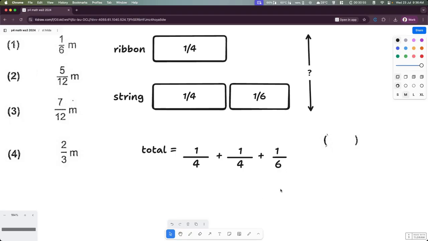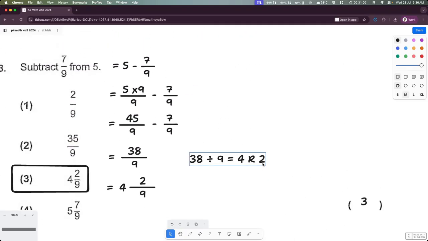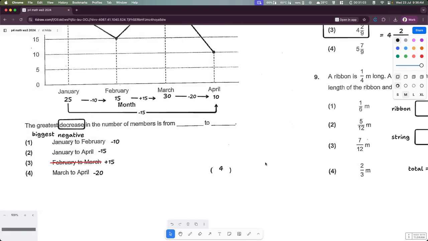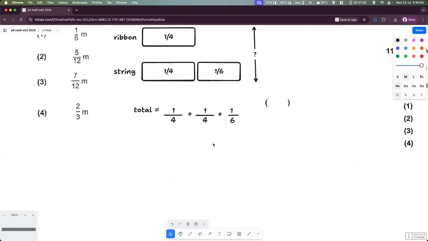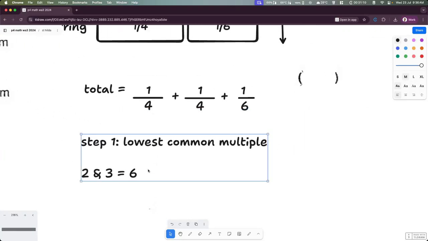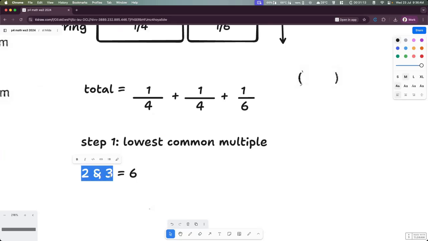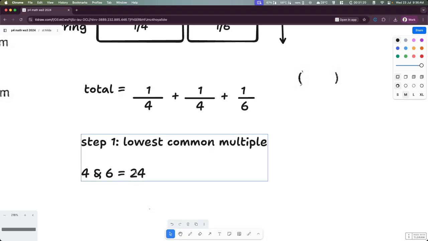So we have different denominators. What is the first step? We have to look back. Step 1, get the lowest common multiple. The lowest common multiple of 4 and 6. What's the lowest common multiple of 4 and 6? If you think it's 24, then you're absolutely wrong. It's actually 12. So we're going to make all of this into denominators of 12.